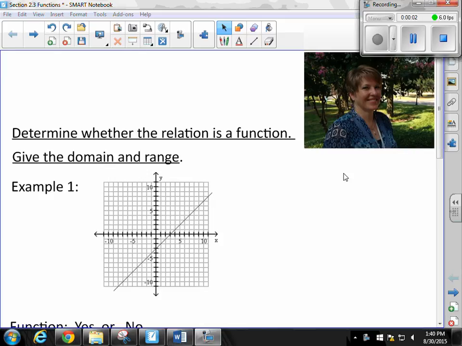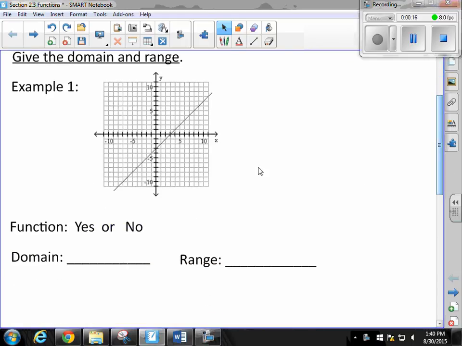Hi, this is Lisa. In this video, I'm going to continue a discussion about functions. In our first example, we're asked to determine whether the relation is a function, and then give the domain and range for that graph.